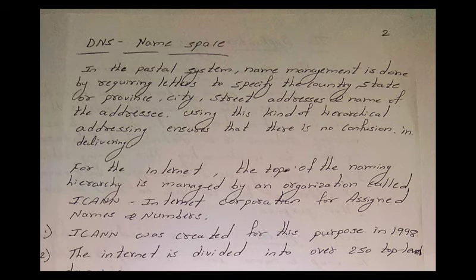For all these they are going to give some particular codes, some letters. Is it clear? Using this kind of hierarchical addressing ensures that there is no confusion in delivering a letter. Is it clear? The letter should be delivered to the particular address. So for that they use name management. For each country a code will be there, for each state a code will be there. They represent it with letters, depending upon the type of system they implement in different countries. Is it clear? So this is the system run by the postal service.